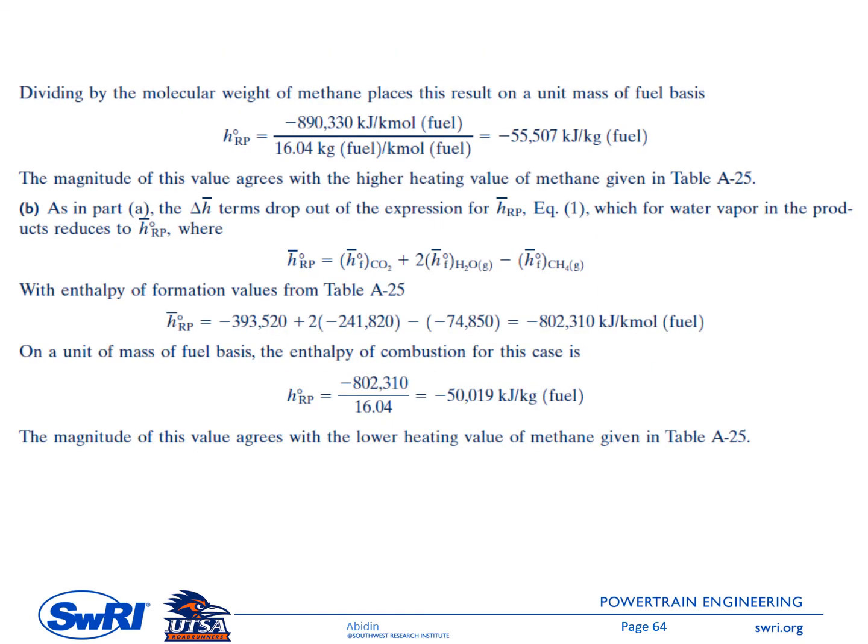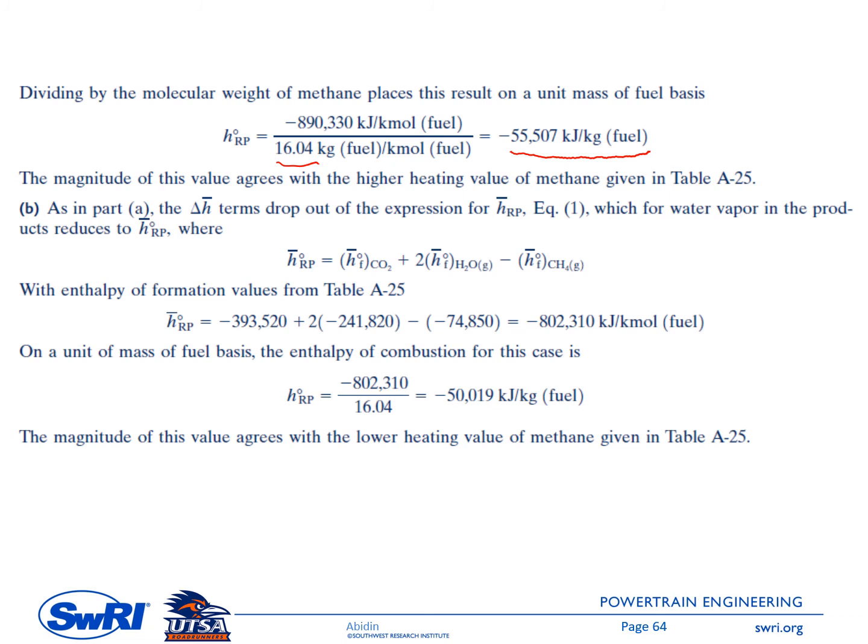And then dividing by the molecular weight of methane places this result on a unit mass of the fuel basis. So the molecular weight of methane is 16.04. So we will get the enthalpy of combustion of minus 50,507 kilojoule per kilogram fuel. And you can check with table A-25 that the magnitude of this value agrees with the higher heating value of methane. Okay, so this is the higher heating value type because the H2O phase is liquid.